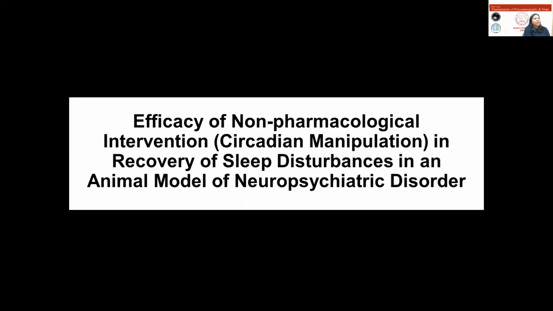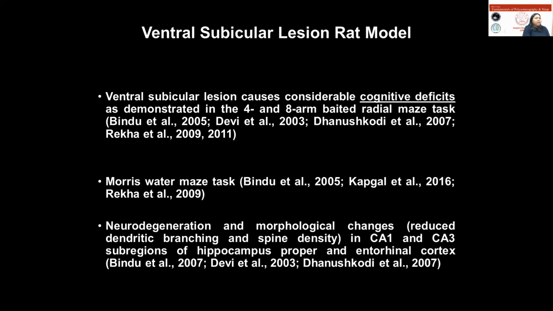Having gone through how sleep is studied in rodents, we will move on to the model where we use a non-pharmacological intervention to observe sleep disturbances in the animal model of neuropsychiatric disorder. So earlier studies in the lab with this rat model, wherein we lesion a particular region of hippocampus, and we have studied cognitive and other parameters.